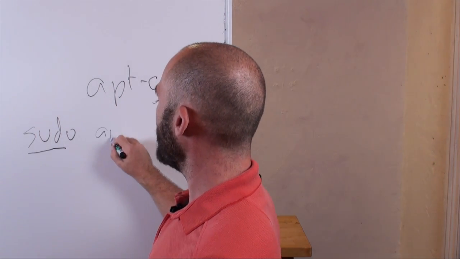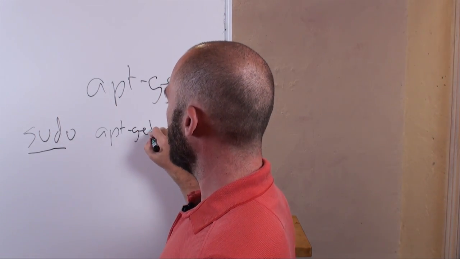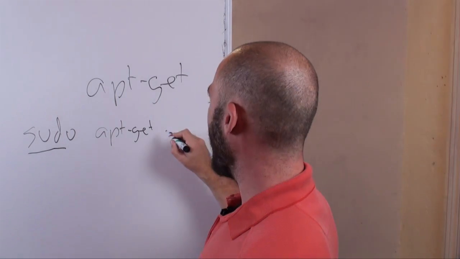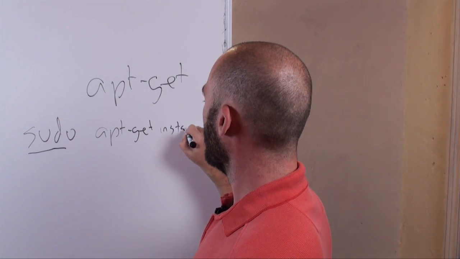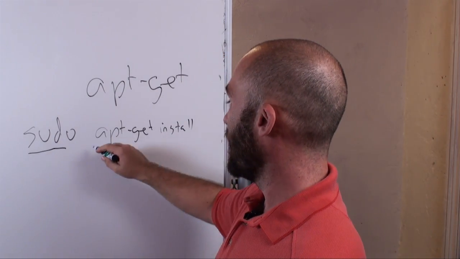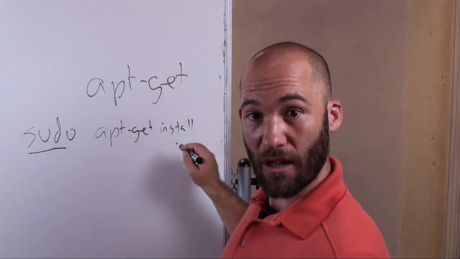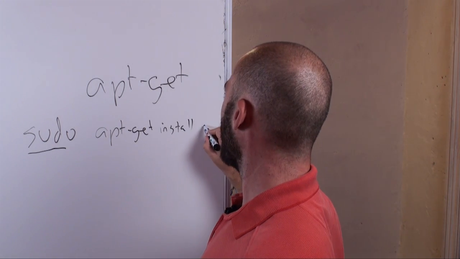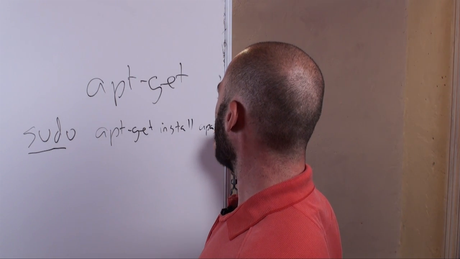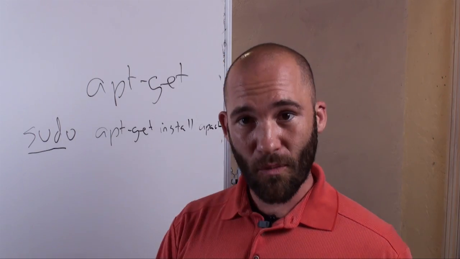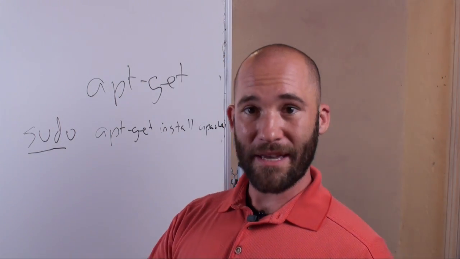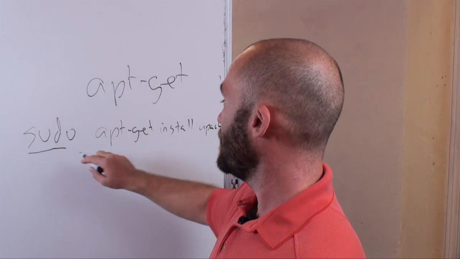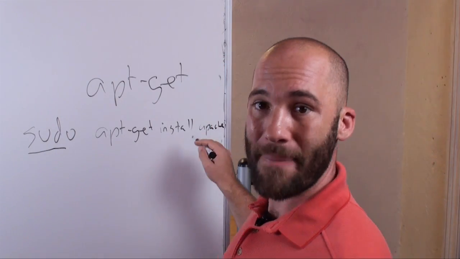Then you say apt-get, and then after that you do the command install. So it's saying, super user, go get this application and install it. And then after that, you put in whatever application it is. So right now, we'll just say Apache 2. So if you just wanted a web server without MySQL, without PHP, without any of that, what you can do is you can just run this command, sudo apt-get install Apache 2.